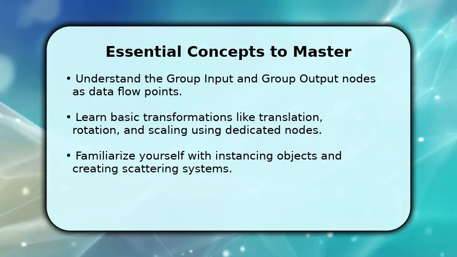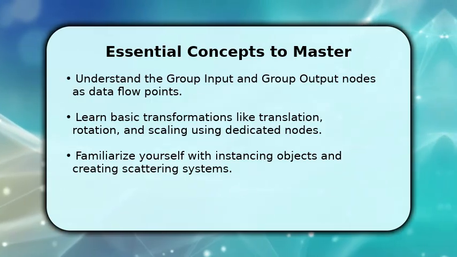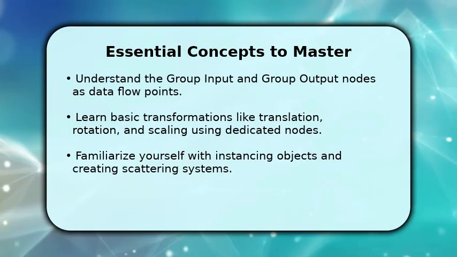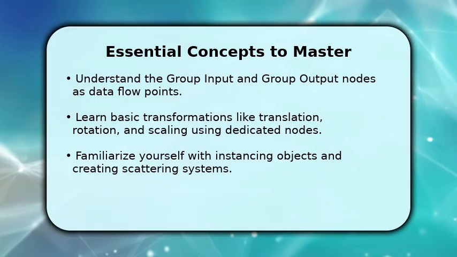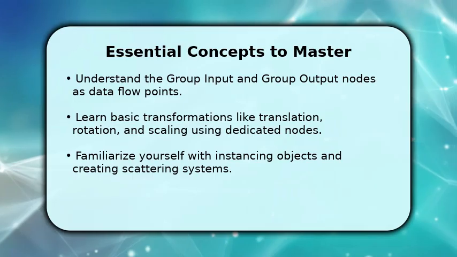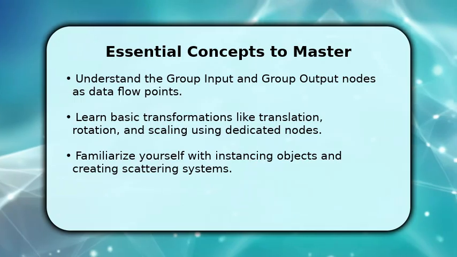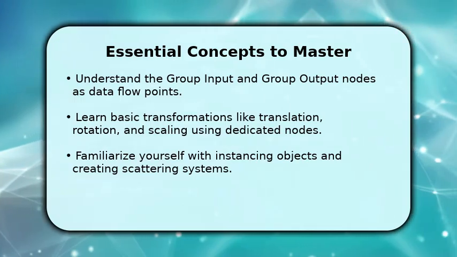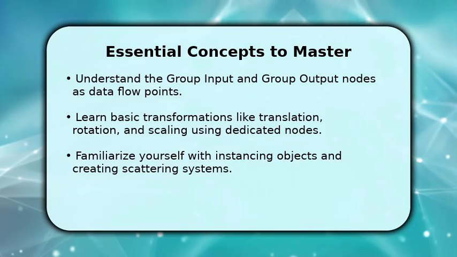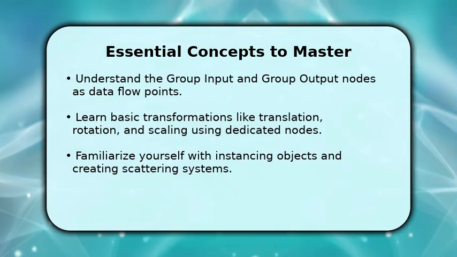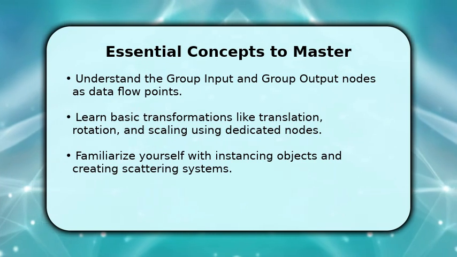The group input and group output nodes define the start and end of your node tree, managing data flow. Practice basic transformations such as moving, rotating, and scaling objects using their respective nodes. Instancing copies of objects and creating scattering systems are also excellent starting points. For more advanced control, a basic understanding of vector math, including dot and cross products, will prove incredibly valuable.